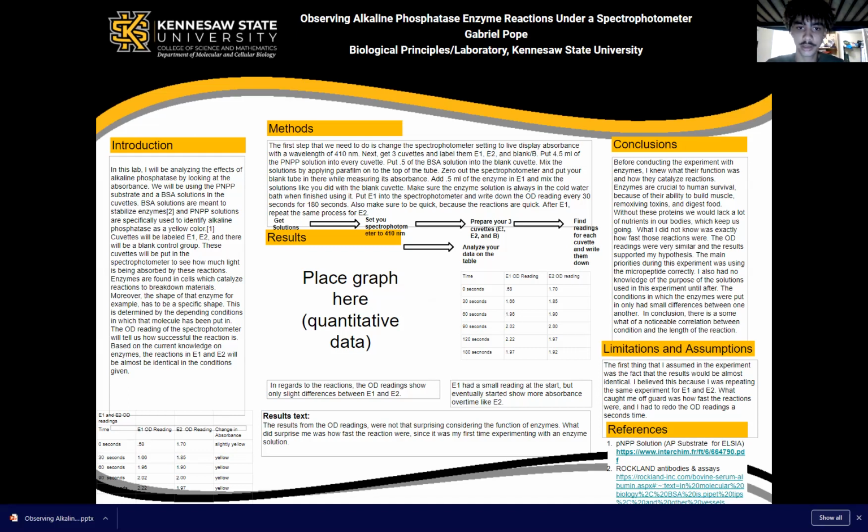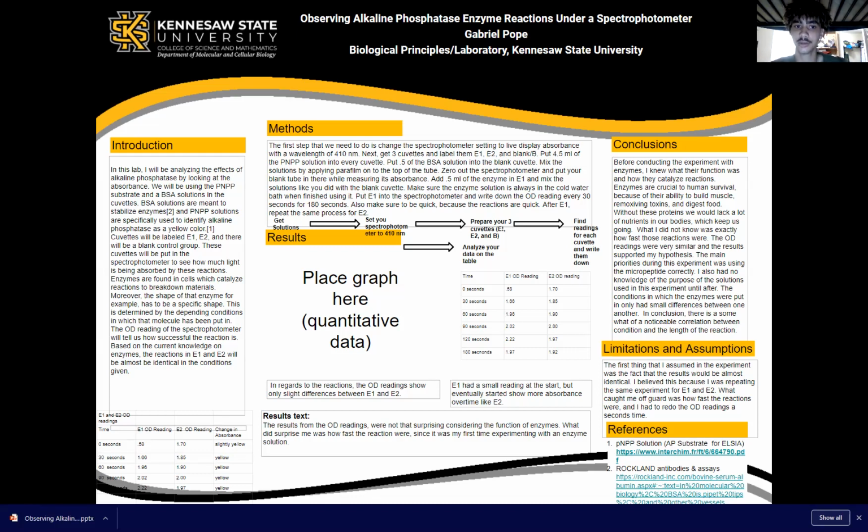We will zero out our spectrophotometer, put the blank tube in, and measure the absorbance. Then for E1, we will put in 0.5 milliliters of the alkaline phosphatase that's in our water bath. That's another thing I forgot to add: make sure that the enzymes are cold, because we're all about the conditions in this experiment. We put 0.5 milliliters of the enzyme into E1 and mix it just like we did with the blank solution.